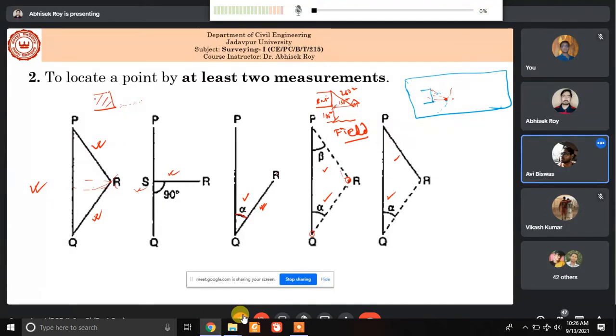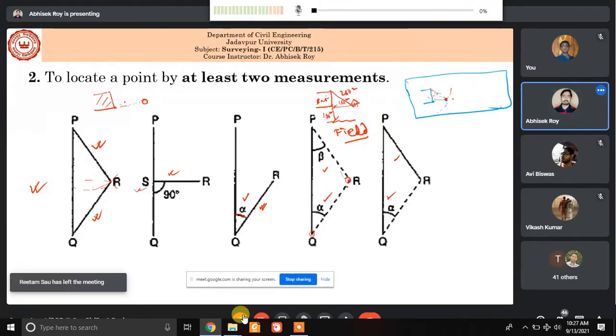Suppose this is a building and from the building corner, you know the distance of a particular point is 150 meter. But how can you plot this in a drawing? Because even if you have measured this 150 meter, you don't know in which direction. What is the angle it is making? It can be in this direction also, right? Then how can you plot this 150 meter or this feature in the ground?